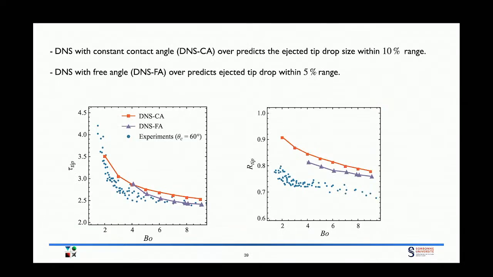Here we compare both the models. We do direct numerical simulations using the constant contact angle model, and we see that although the time of pinch off is predicted correctly, we over predict the tip drop size by 10%, and when we use the free angle model we perform better. This Bond number is based on the acceleration of the plate, and of course a very important result of this study is that the tip radius is weakly dependent on Bond number, or more or less independent of the Bond number in the high Bond number regime.